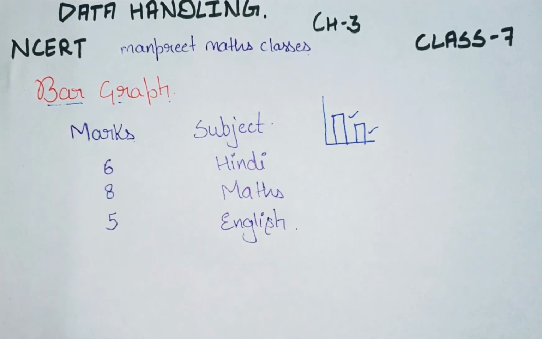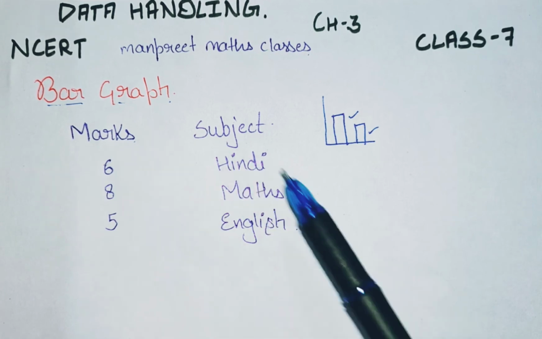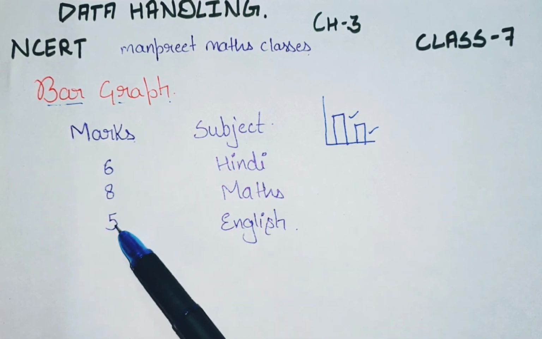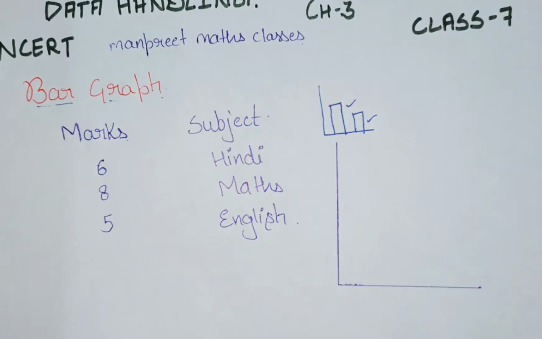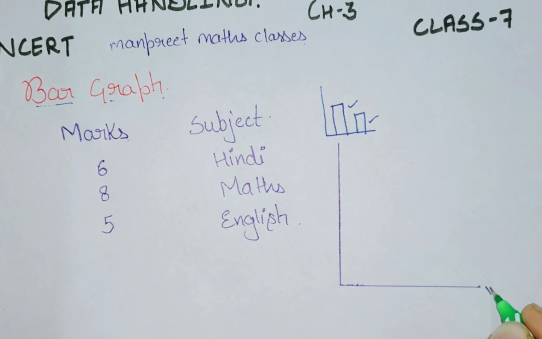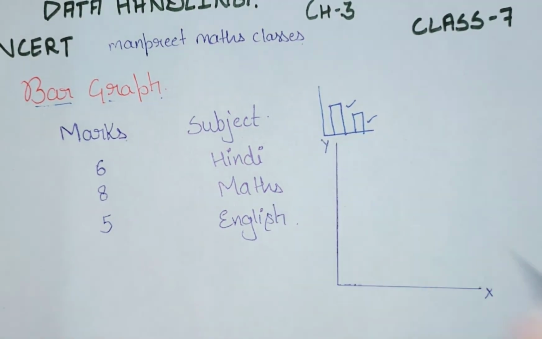So this is a question. These are the marks of a student which he scored in a test in different subjects. In Hindi he scored 6, in maths 8, in English 5, and these marks are out of 10. Now let us understand how we plot this on graph paper using bars. So for drawing a bar graph, the first things you need are the x-axis and y-axis. Now we'll plot these marks of the student on this bar graph.